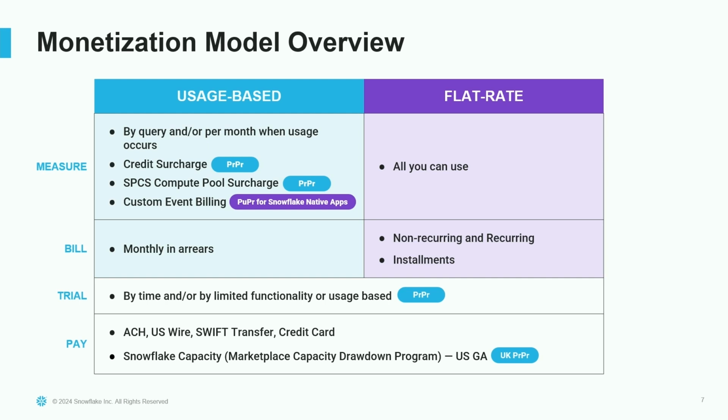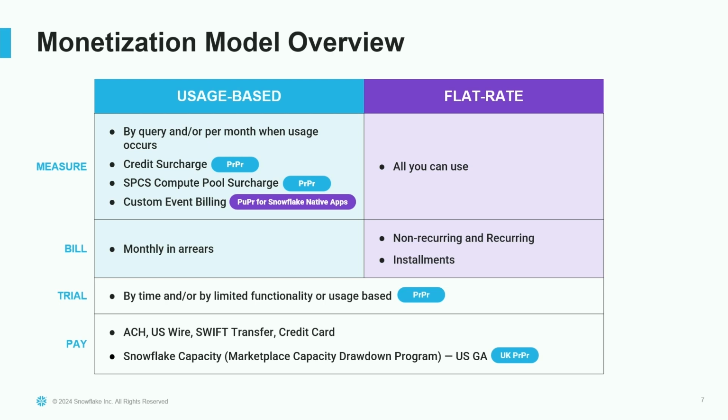And we have a myriad of different trialing options. So if you want to offer your customers the ability to trial your product for some period of time, for some amount of functionality, say certain stored procedures or certain functionality of your app, they can get access to. You can also limit that by time. And the rest are in GA, but usage-based models are in private preview.